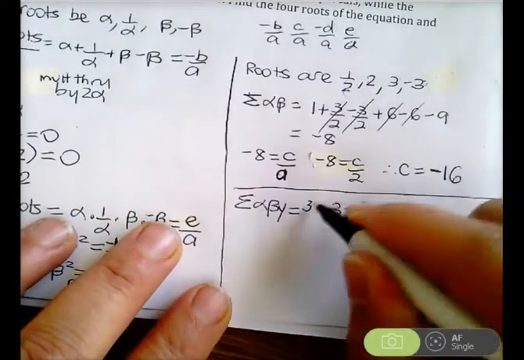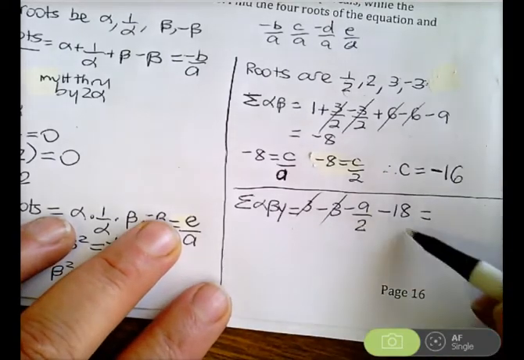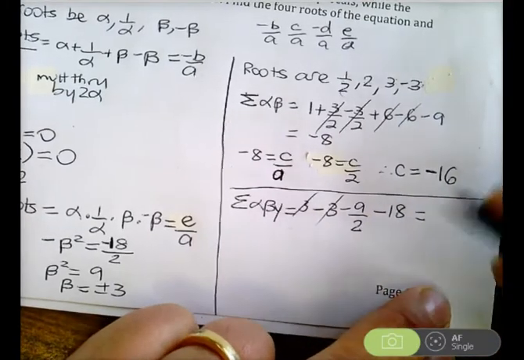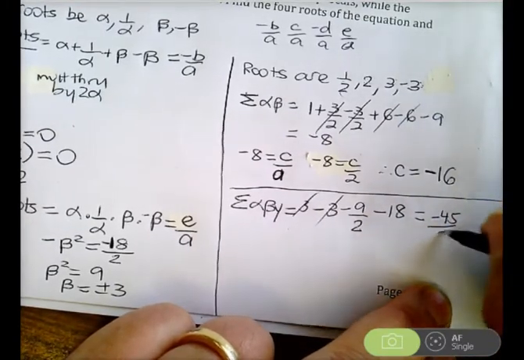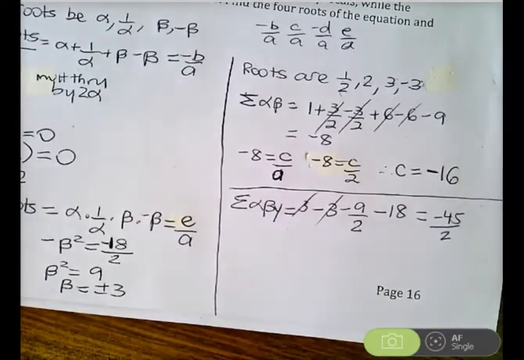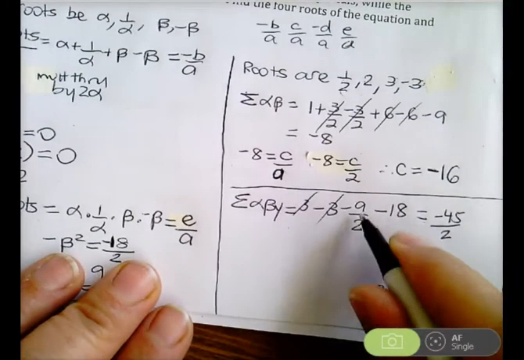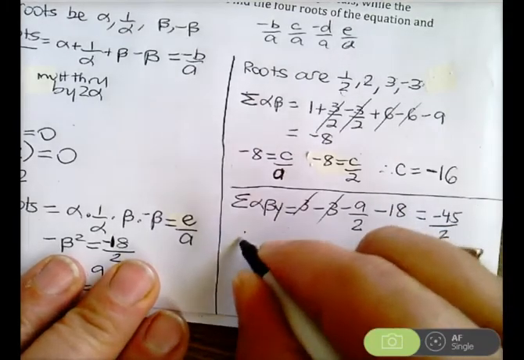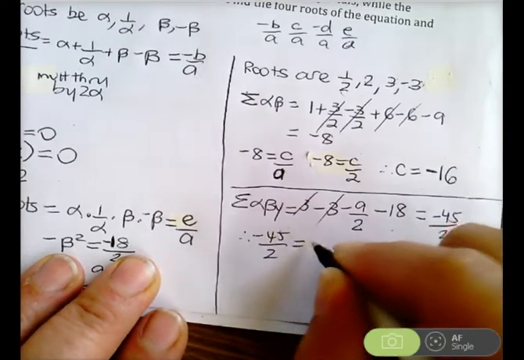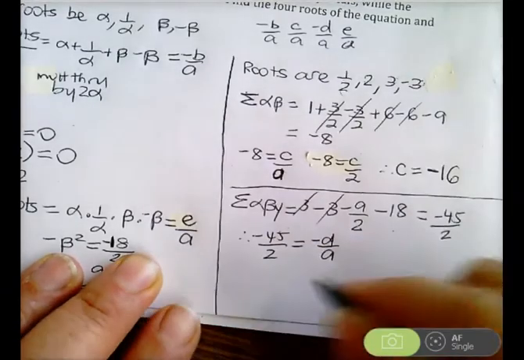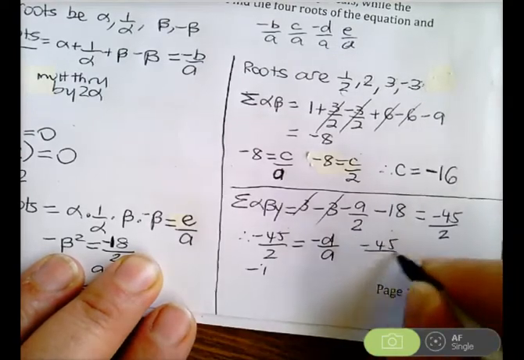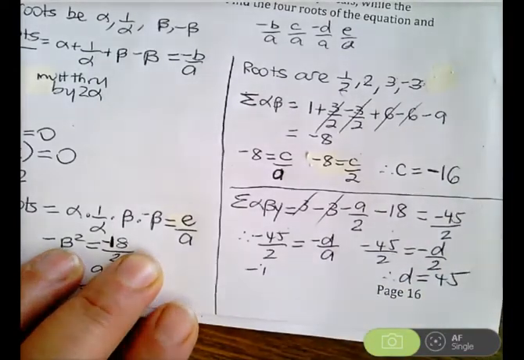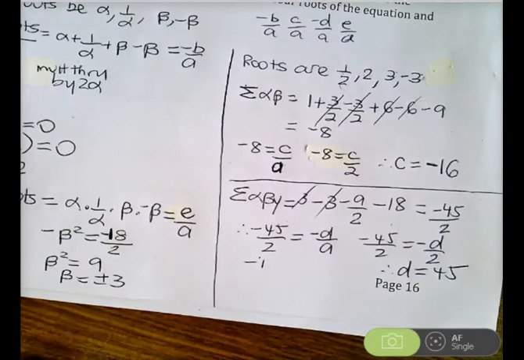Which is, anything cancel? 3 minus 3. Isn't that minus 4.5 minus 18? 36 and 9. Minus 45. Minus 45 on 2. I'll just go in common denominator of 2 because that's 36 on 2. Minus 9 minus 36 is minus 45. So therefore minus 45 on 2 equals negative D on A. So minus 45 on 2 is negative D on 2. Therefore D is 45. So therefore, we've worked out C and D. Done.